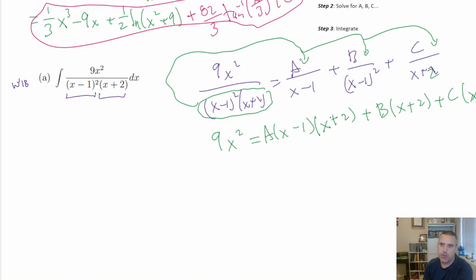All right. So anyways, I'm going to plug in special values. Let's use that method. If we plug in a 1 everywhere, we get 9 is equal to, this is a 0, that's a 0, B times 3, because we're plugging in a 1 everywhere. So now I know that B is 1/3. No, it's not. You can see that I'm checking.